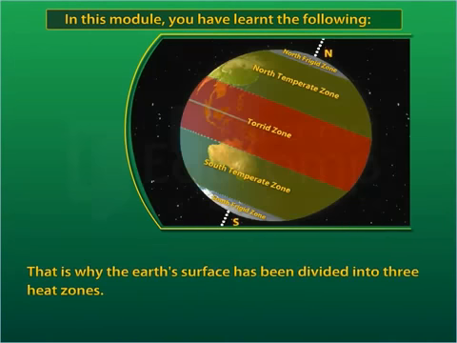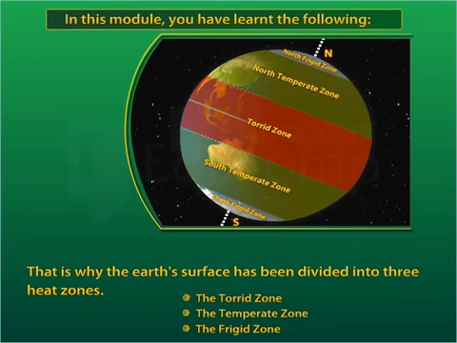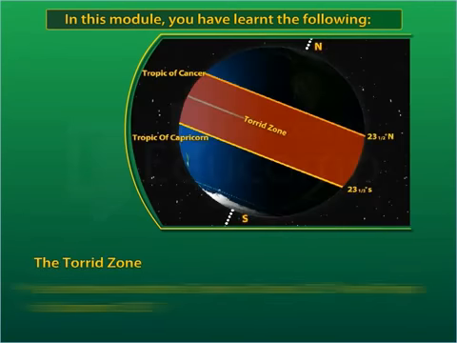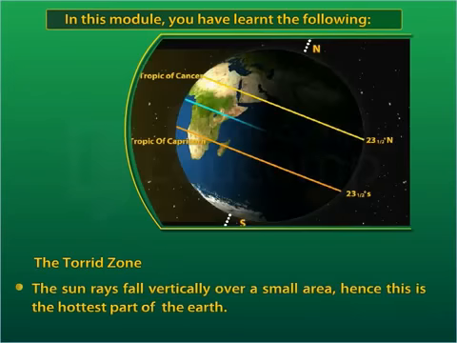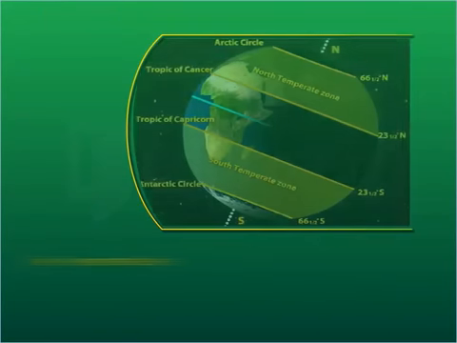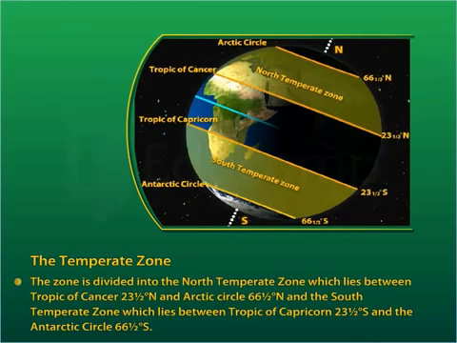That is why the Earth's surface has been divided into three heat zones: the torrid zone, the temperate zone, and the frigid zone. The torrid zone lies between latitudes Tropic of Cancer 23.5 degrees north and Tropic of Capricorn 23.5 degrees south. The sun rays fall vertically over a small area, hence, this is the hottest part of the Earth.